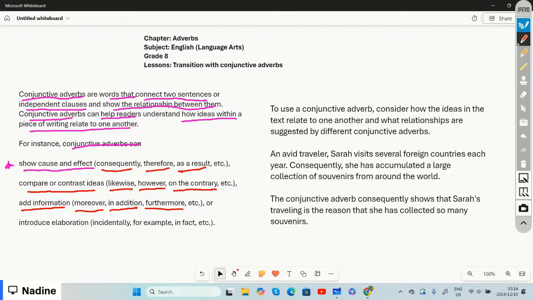All right. And then lastly, if we want to introduce elaboration. So we say that our conjunctive adverbs can also introduce elaboration. And then we can use words like incidentally, for example, in fact. And these are words altogether that can be used in order for us to connect either two sentences or independent clauses within a sentence.